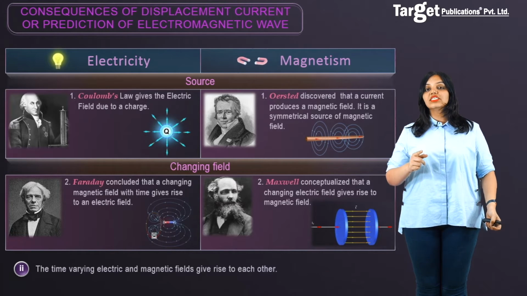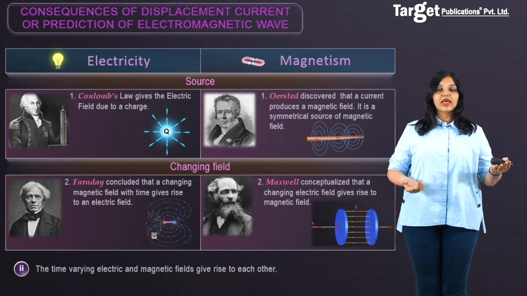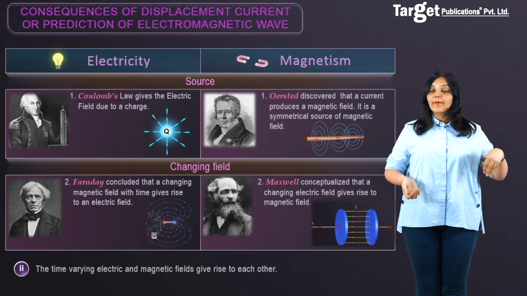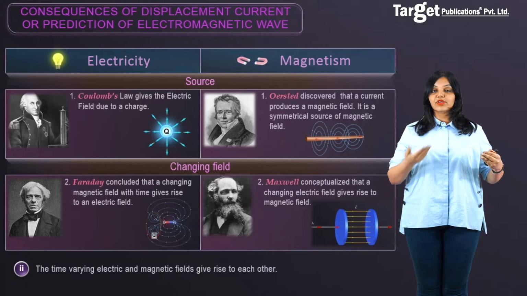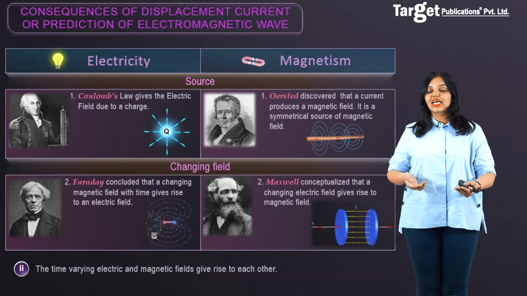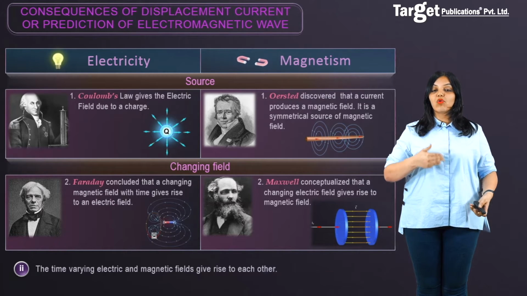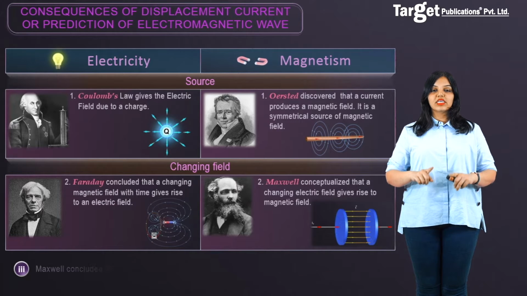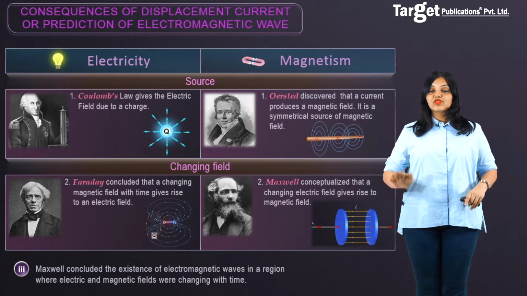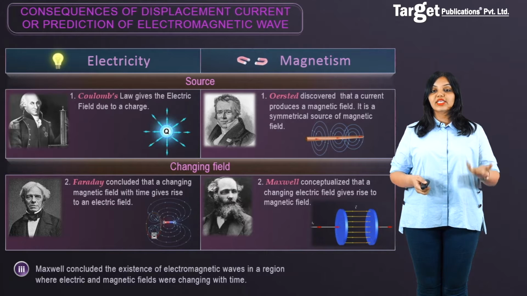And therefore he thought that if I had an electric field and I changed it, this would give rise to a magnetic field. But because the original electric field is changing, the magnetic field which it is producing is also changing, and therefore this changing magnetic field will in turn produce another changing electric field, which will in turn produce another changing magnetic field, and so on and so forth. And thus Maxwell concluded the existence of the electromagnetic wave. That is, electromagnetic waves will exist in a region where electric and magnetic fields are changing with time.